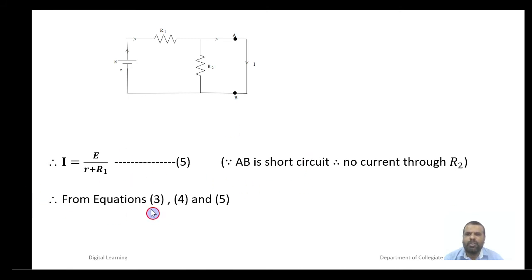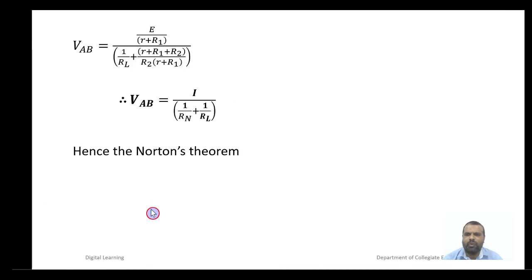Therefore, from equations 3, 4 and 5, VAB is equal to E divided by small r plus R1 whole divided by 1 by RL plus of small r plus R1 plus R2 divided by R2 into bracket small r plus R1. Therefore, VAB is equal to I divided by 1 by Rn plus 1 by RL. Hence, the Norton's theorem.